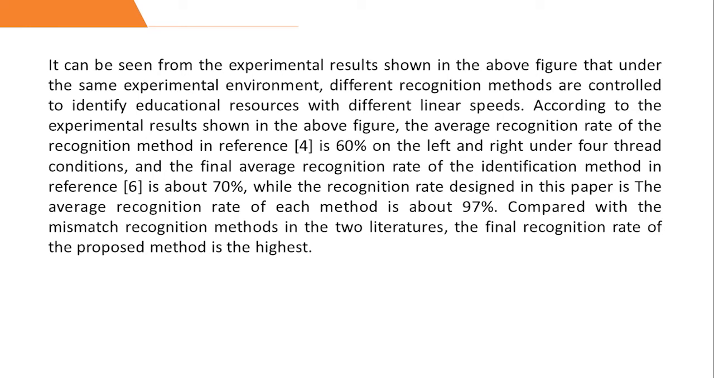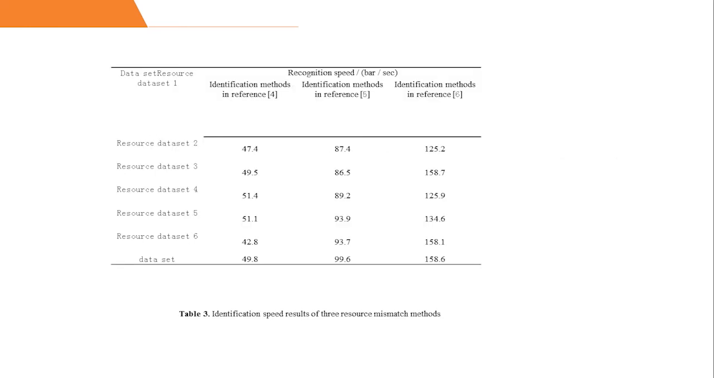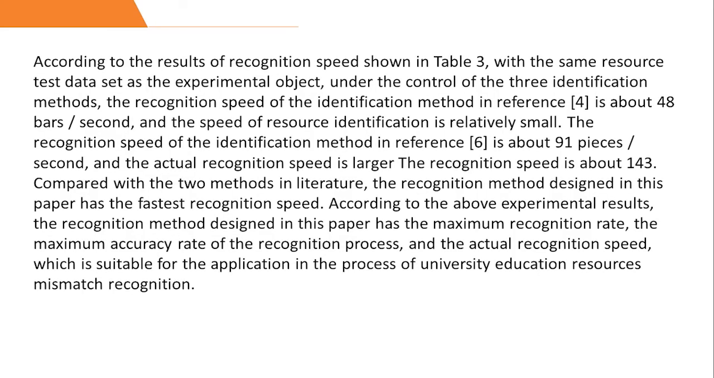Compared with the mismatch recognition methods in the two literatures, the final recognition rate of the proposed method is the highest. Please look at Table 3. According to the results of recognition speed shown in Table 3, with the same resource test data set as the experimental object, under the control of the 3 identification methods, the recognition speed of the identification method in reference 4 is about 48 pieces per second, and the speed of resource identification is relatively small.